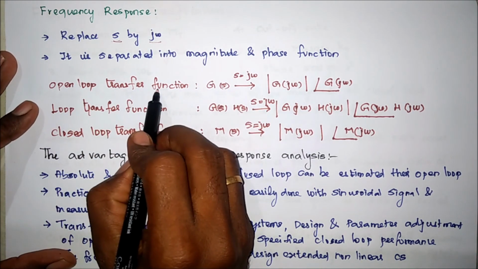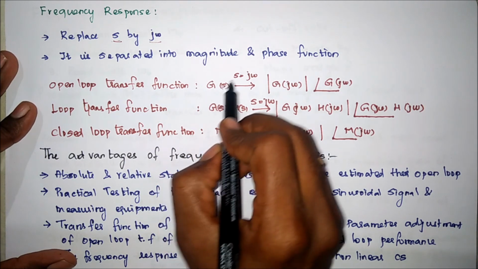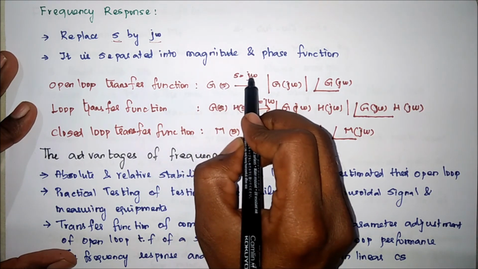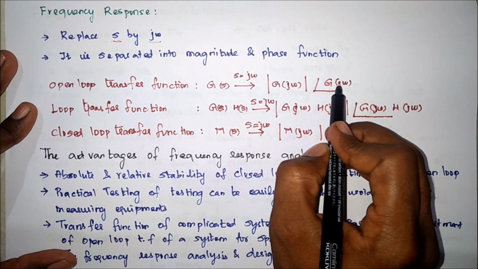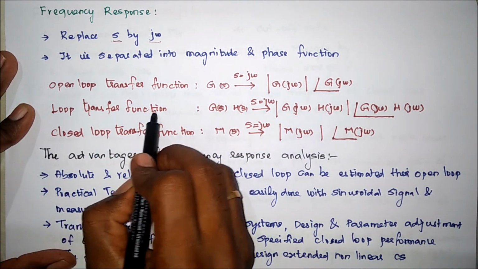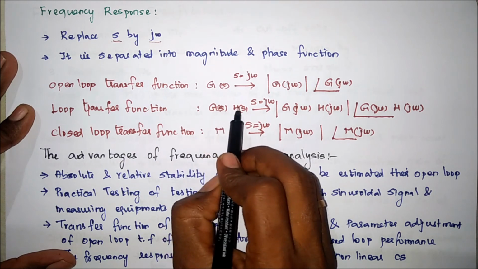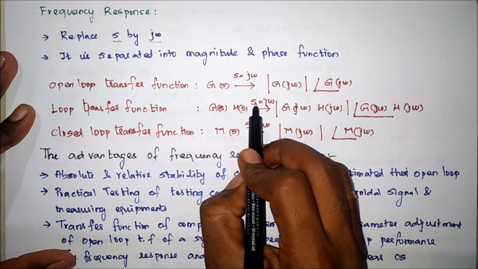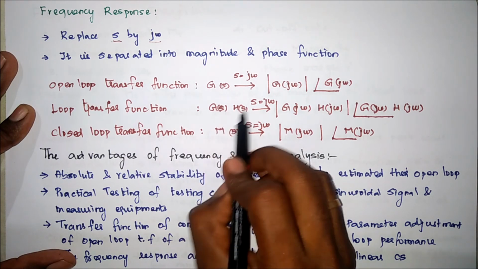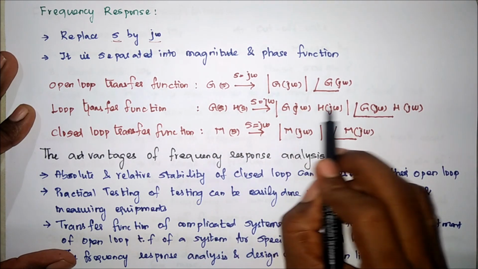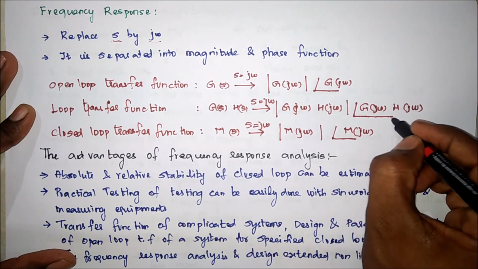So for the open loop transfer function G of s, we just have to replace s equal to j omega, then we have to separate it into magnitude and angle. For the loop transfer function, that means G of s into H of s, we now have to replace s by j omega, then we have to separate its magnitude and angle. This is the magnitude, this is the angle.